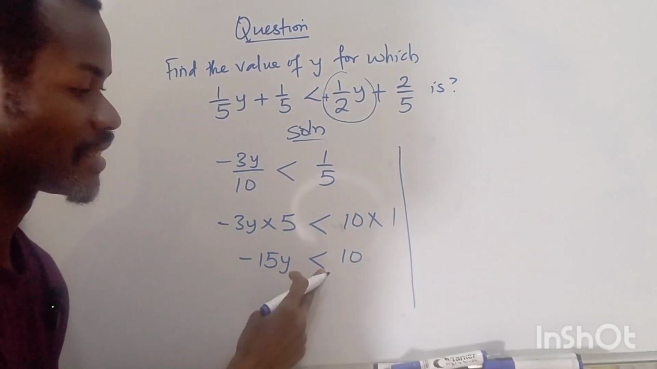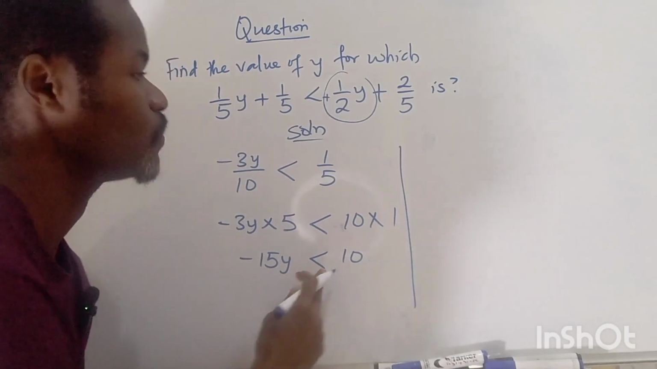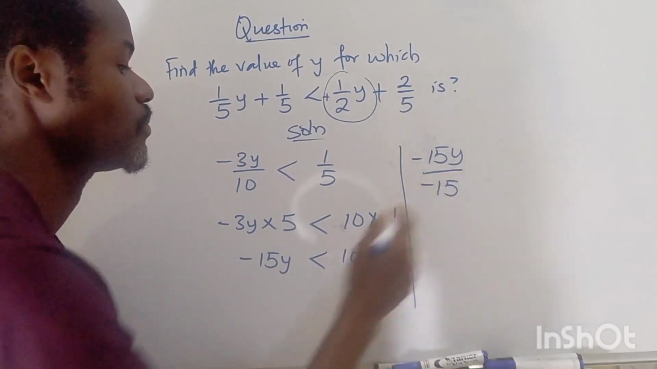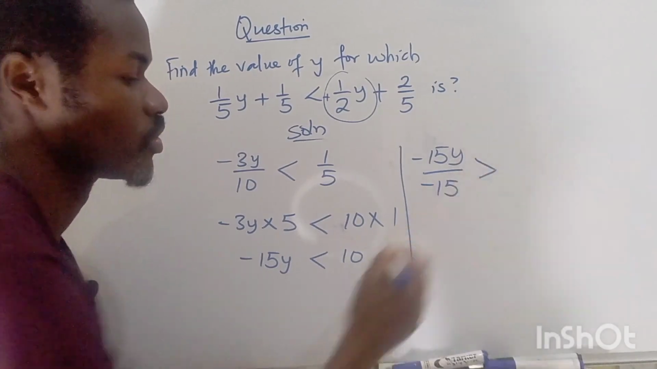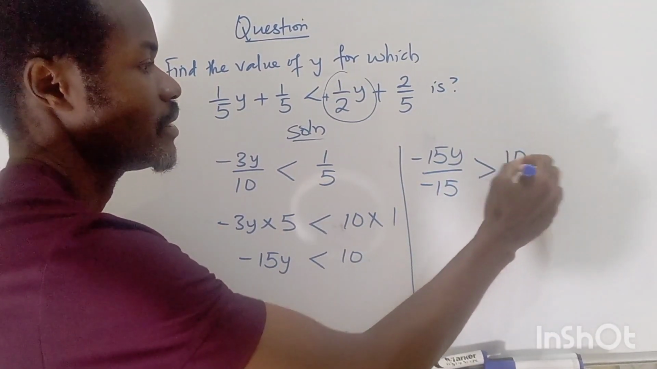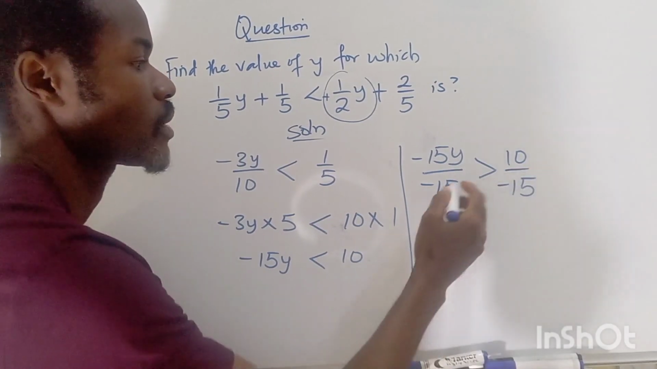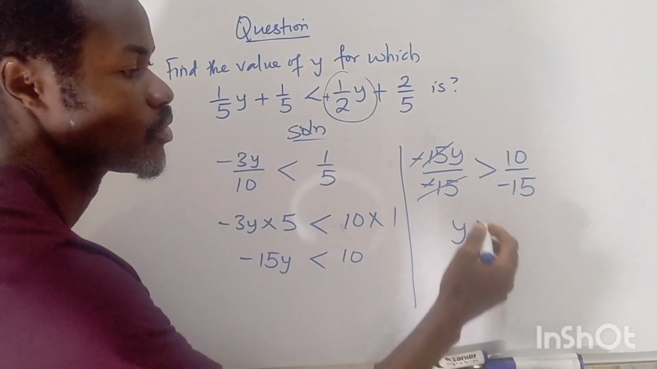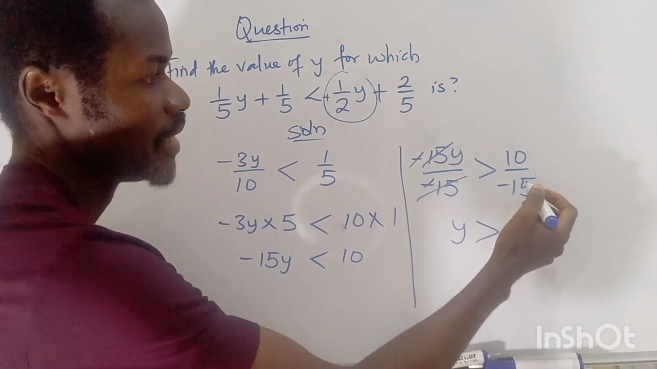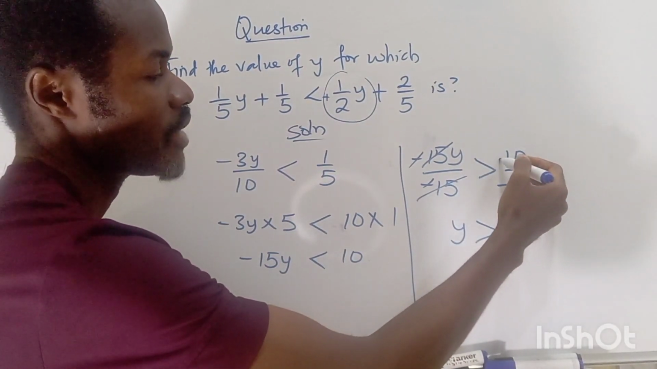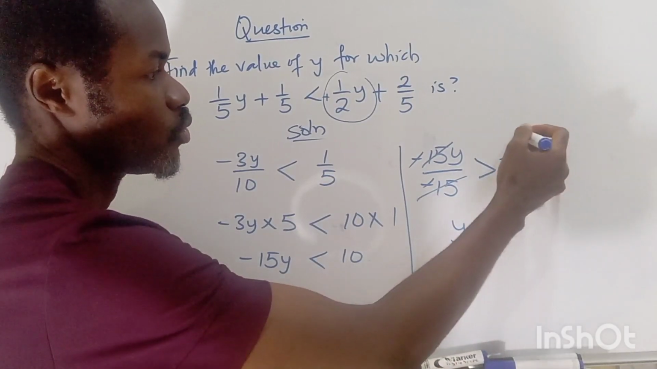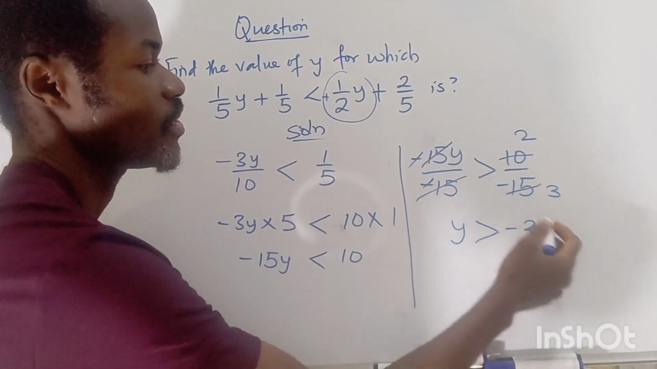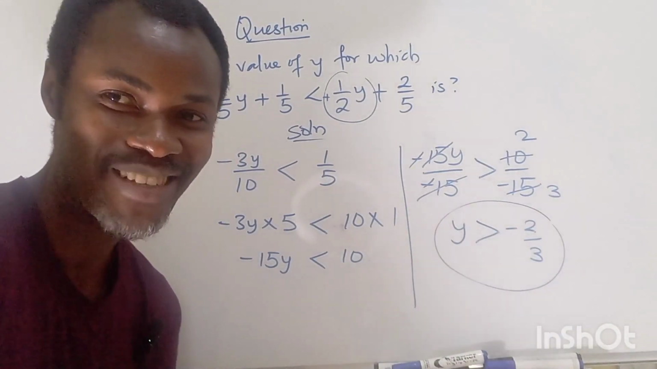So we are going to divide both sides by minus 15. Remember, this sign is going to change according to the rule. So we have minus 15y divided by minus 15. So this sign changes to what? Greater than. So we have 10 divided by minus 15. This can cancel out this. So we are left with y, which is greater than. So now we have to cancel out: 5 into this is 2, 5 into this is 3. So we have minus 2 over 3. So this gives us the same solution.